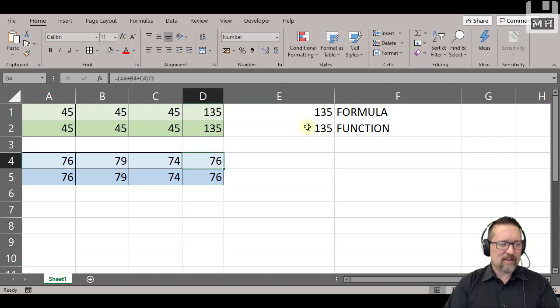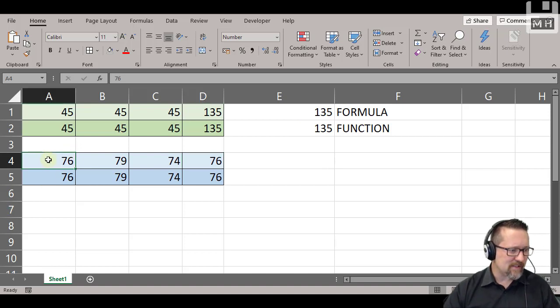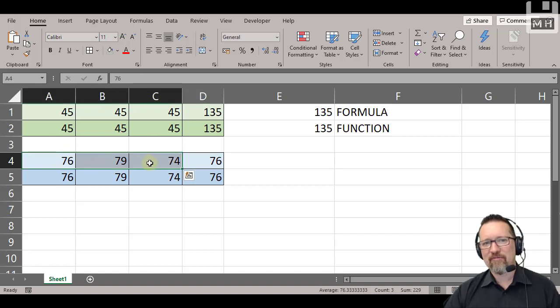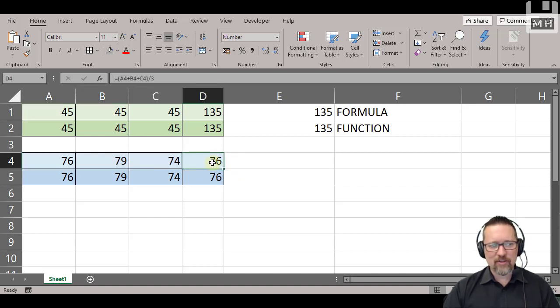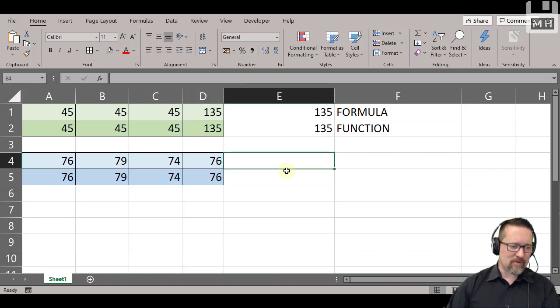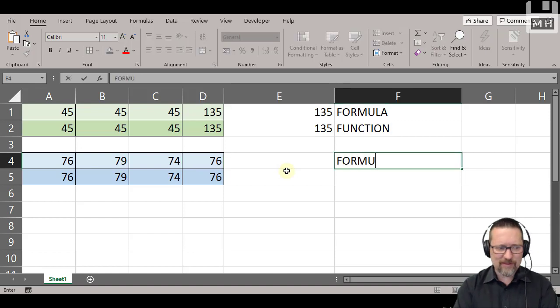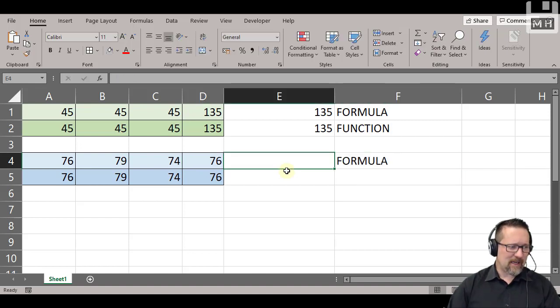So here you can see I want to work out the average of these three numbers, 76, 79, and 74. To work out the average, we add these three together and then we divide it by three because there are three numbers, okay? That is a formula. So let me write that down again, a formula. There we go.